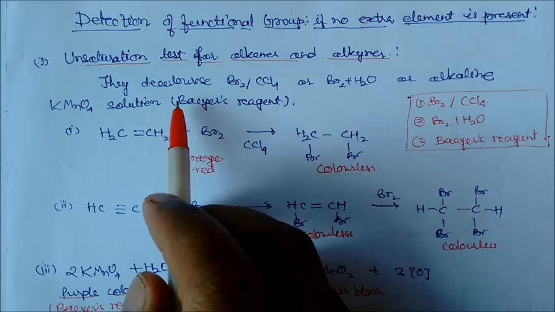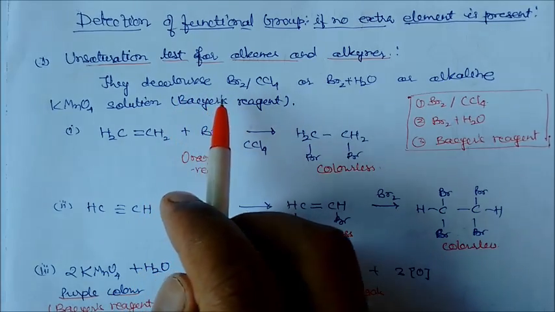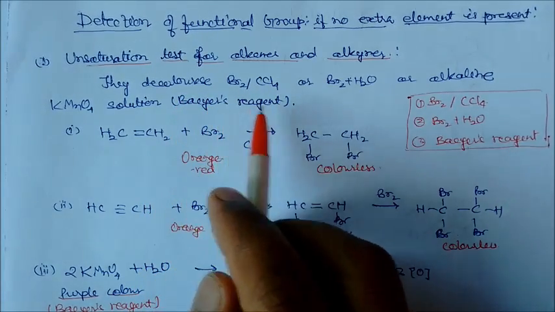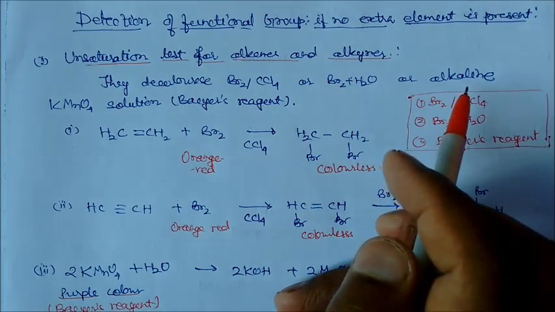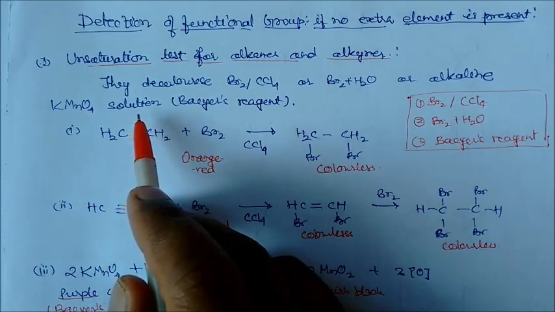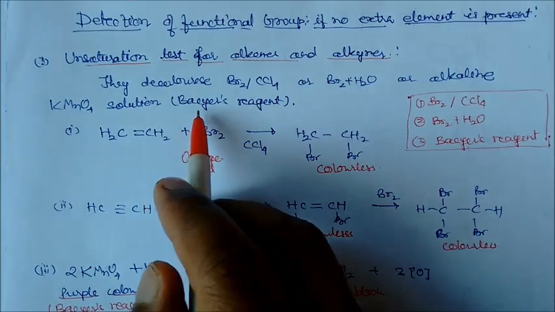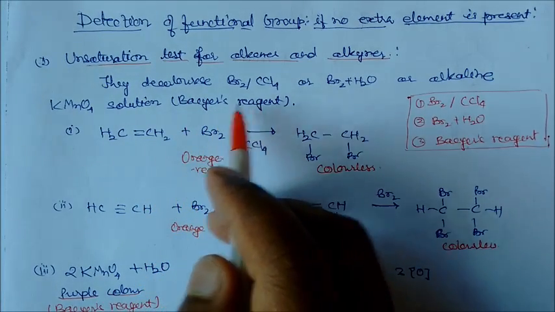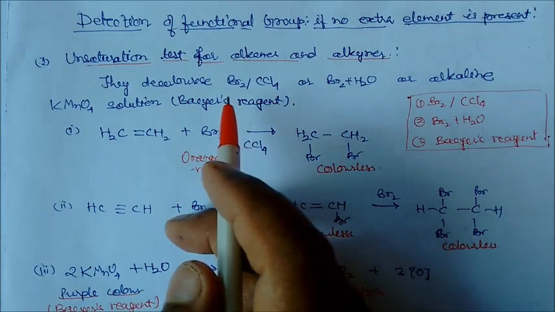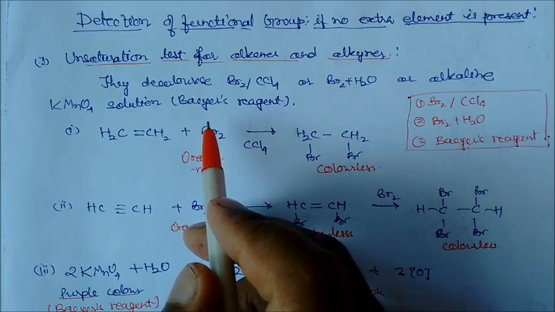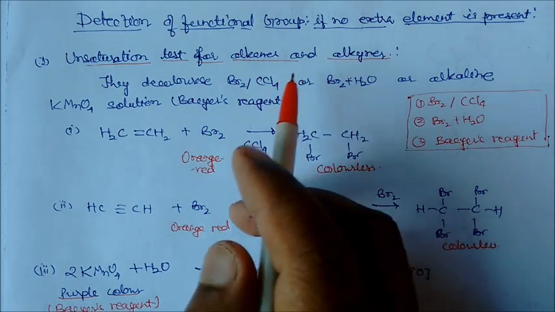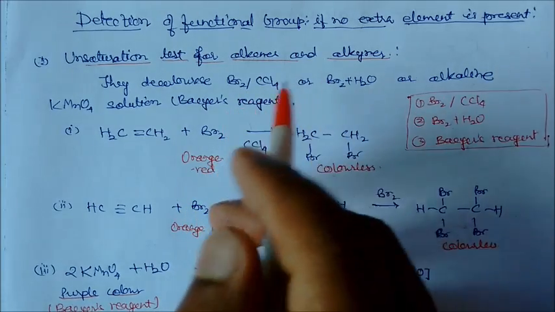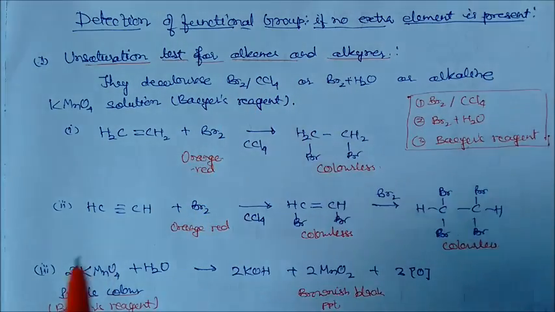In this test we are using three different types of reagent. One is Br2 in CCl4, second is Br2 in water, and third is alkaline KMnO4 solution, and this is also called Baeyer's reagent. Any of these three reagents can give you identification of both alkenes and alkynes. So let us see these examples.